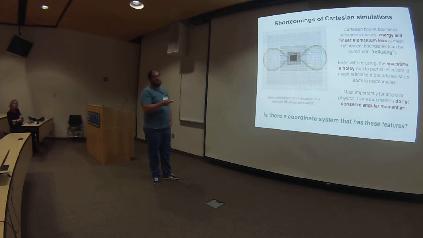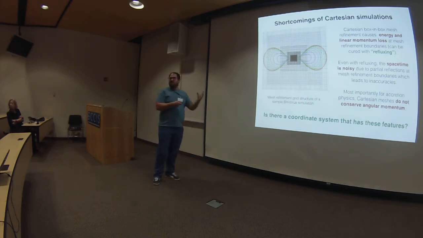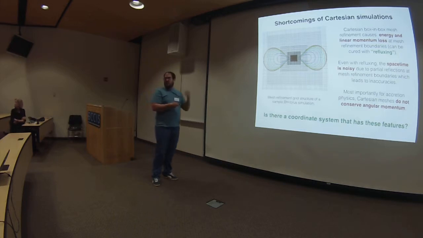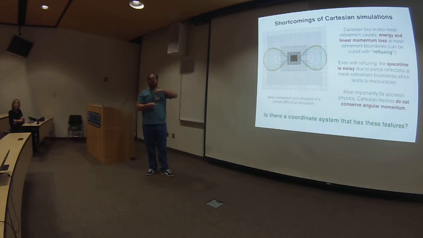So if you're interested in high accuracy gravitational waves, for instance, from these systems, that's going to be a problem because the noise is very high in high order multipoles. And most importantly for accretion physics, in the accretion disk community, people have been using other types of coordinate systems for decades now, because Cartesian meshes do not conserve angular momentum. That's ultimately due to the fact that if you have an azimuthal flow, in the majority of the grid cells, your flow is going to be misaligned with the cell faces, so you always have diffusion, then you lose information and basically lose angular momentum.